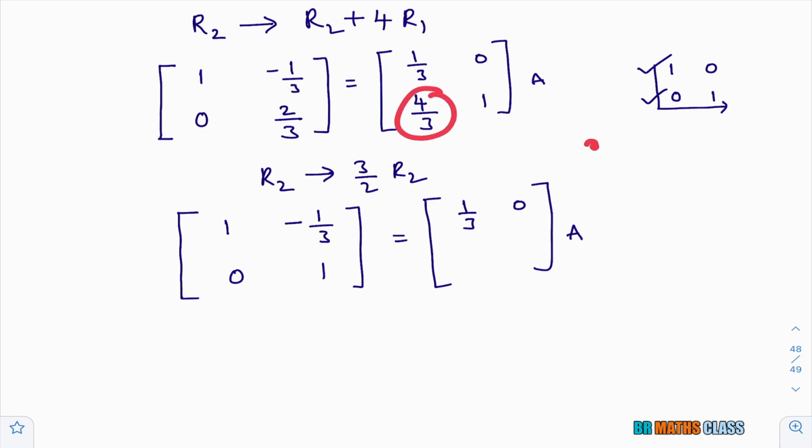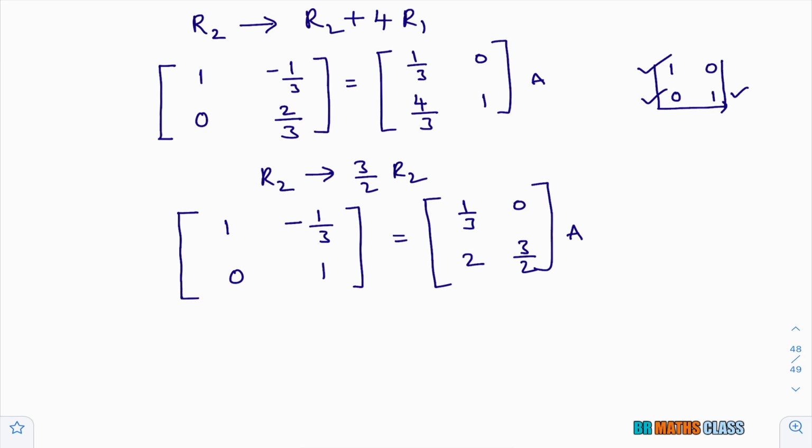Now 3 by 2 into 4 by 3. 3 will get cancelled. So 3 by 2 into 4 by 3 is 2. Now 3 by 2 into 1, that is 3 by 2. Now you can observe here, we wanted 1 at this spot, we got 1. So work is completed here.